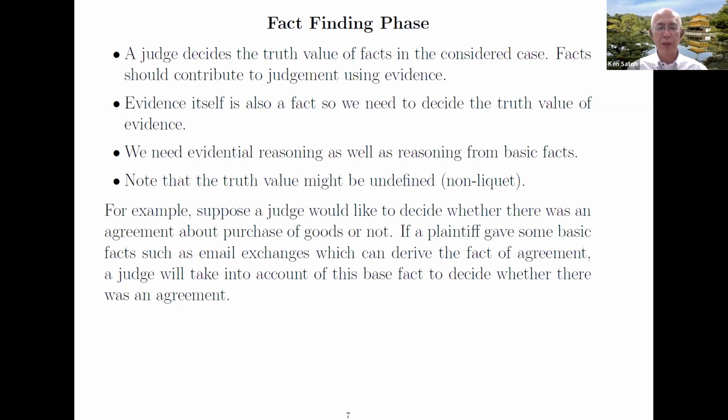So for example, suppose a judge would like to decide whether there was an agreement about the purchase of goods or not. So the fact is the agreement about the purchase of goods, and the judge would like to know the truth value of the existence of this agreement. If a plaintiff gave some basic facts, such as email exchanges, which can derive the fact of agreement, a judge will take into account this base fact to decide whether there was an agreement. But there is some possibility that this email exchange might be fake. So the evidence itself has a kind of truth value, which is fake or not.